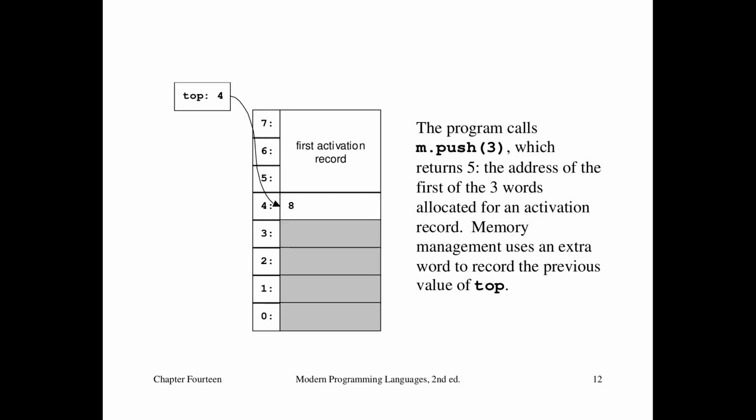If we want to create an activation record, the program calls m.push3. We have from 7 through 5 as our first activation record, and then we have the top register, which is now pointing to 4, right? So m.push3 returns 5, the address of the first of the 3 words allocated for an activation record. Memory management uses an extra word to record the previous value of top. So the previous value of top, which was 8, as we recall, we're now storing in 4, which tells us what the new top is.